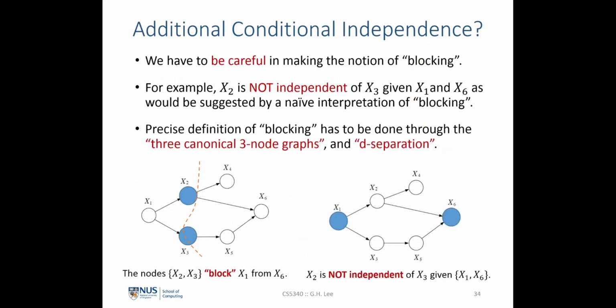But we have to be very careful about the notation of blocking. So for example, x2 is not independent of x5, given that we have observed x6, as denoted by the notation of blocking. In this case, because of this unique structure, which we will see in a few more slides, the head-to-head structure, observing x6 doesn't mean that x2 and x5 become conditionally independent. It's actually the other way around. It actually makes x2 and x5 conditionally dependent on each other. So we'll look at the precise definition of blocking through the three canonical three-node graph representations, which is otherwise known as the D-separation principle.